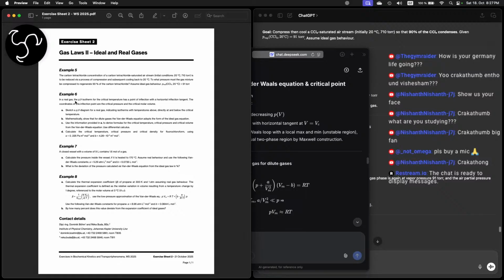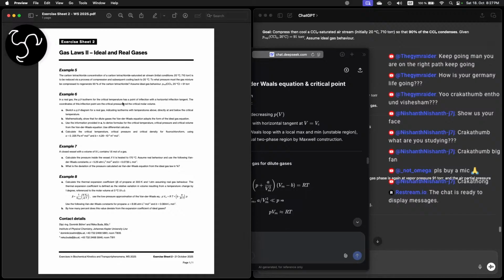In a real gas, the PV isotherm for the critical temperature. Keep going, man. You are on the right path. Hell yeah, brother. It's all about keep going. You just gotta keep going, no matter what. That's the mentality you gotta have. How about you, Gym Raider? How's life been?